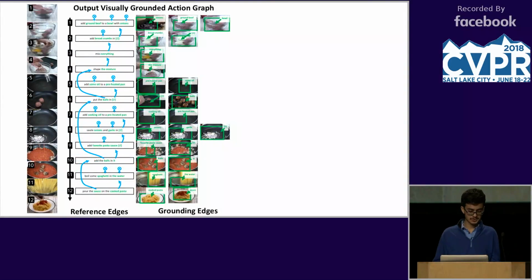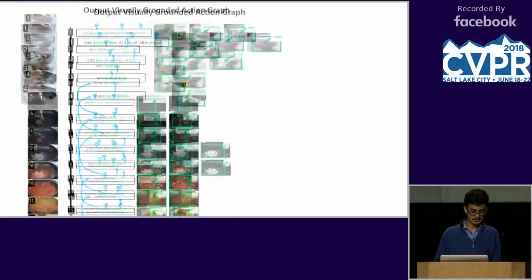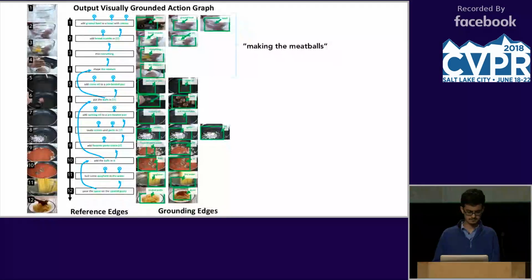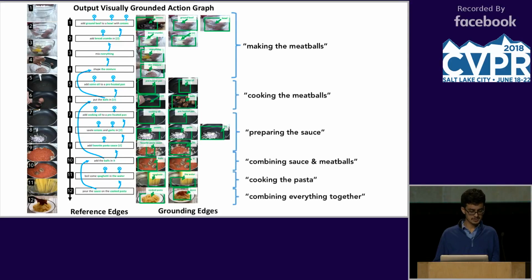If we take a closer look, we can see that the model is able to provide grounding and reference edges for the different, if you will, subtasks in the overall cooking task. So here the task was how to make spaghetti and meatballs. And we can see this decomposition hold over the full video.